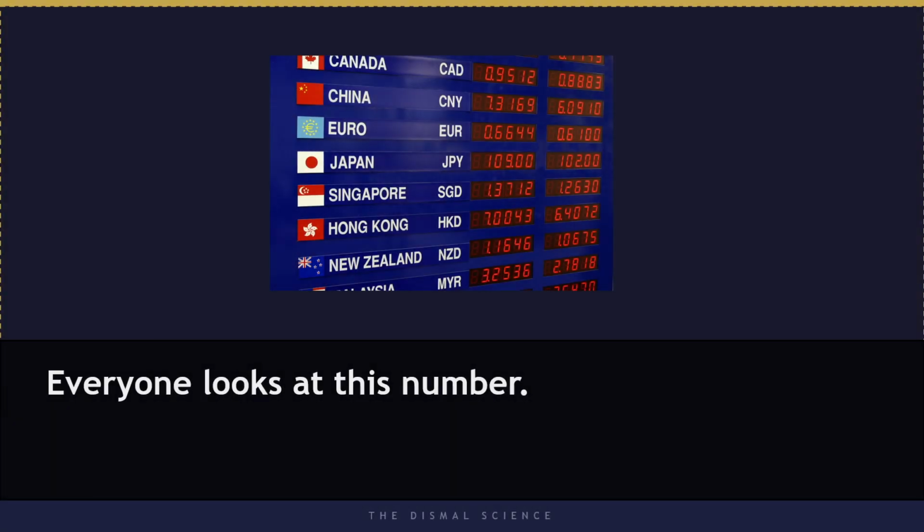You've seen this board at an airport, at a bank, or on your phone. A list of currencies, a list of numbers next to them. And most people look at this and think, okay, bigger number means strong currency. That's the assumption we're going to take apart today.